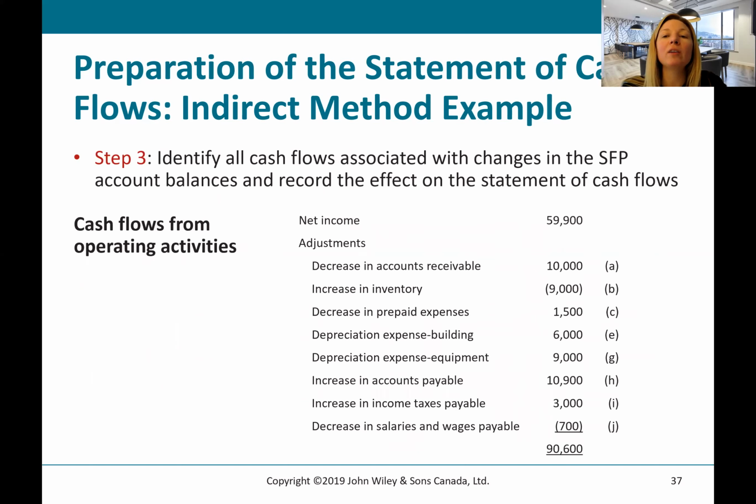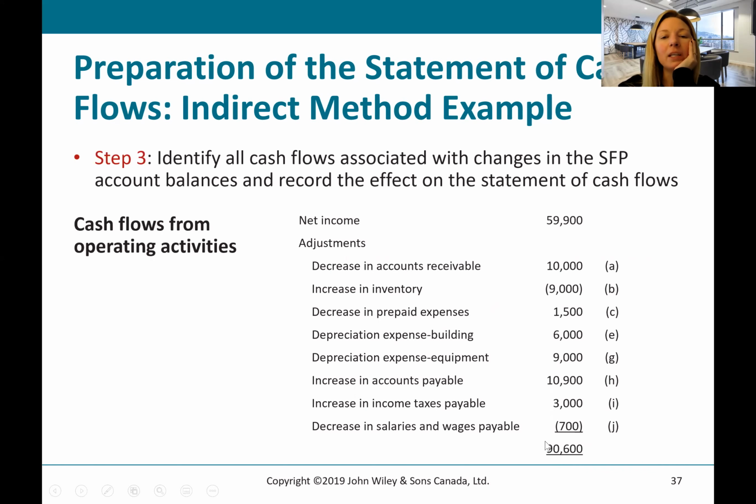Then we're going to identify all cash flows associated with changes in the statement of financial position account balances and recognize the effect on the statement of cash flow. So what we're doing here is we're looking through all the changes in current assets and current liabilities. We need to make sure we've hit all current assets and all current liabilities, and if there's an increase or a decrease, we really need to think about if it's saving us cash or if it's costing us cash. The signs can be a bit tricky, but we need to pick up all those changes.